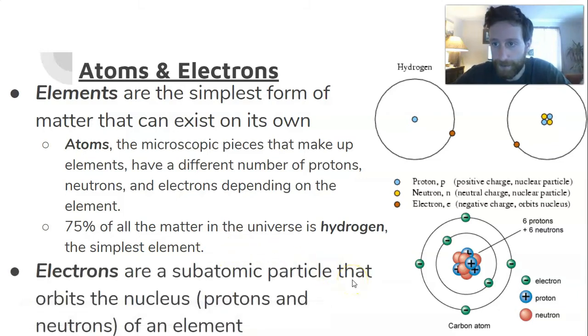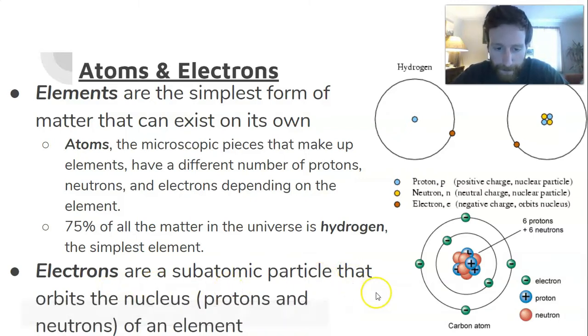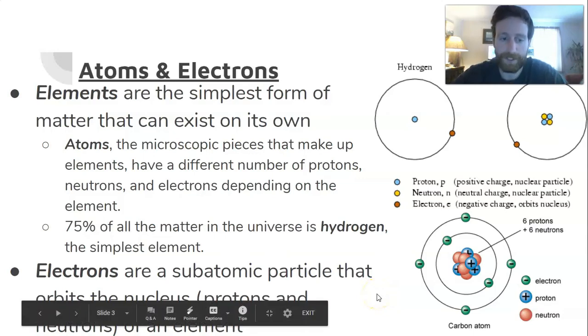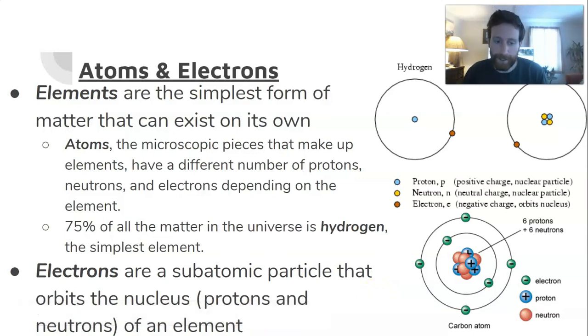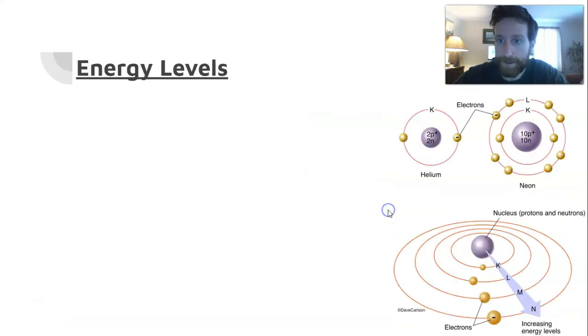Right now, for this particular story, the story of emission spectra, we're really concerned about electrons and what electrons are doing. Electrons are the subatomic particles that orbit outside the nucleus, outside the protons and neutrons of an element. So the electrons are kind of in this cloud outside of the center of the atom, and that cloud is where we'll be spending our time today.